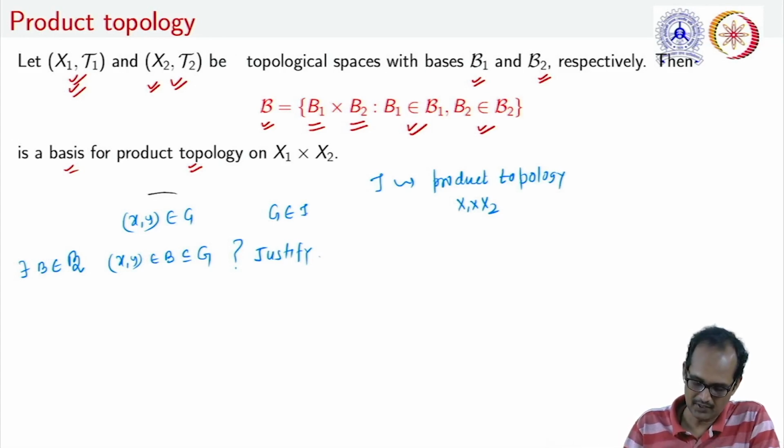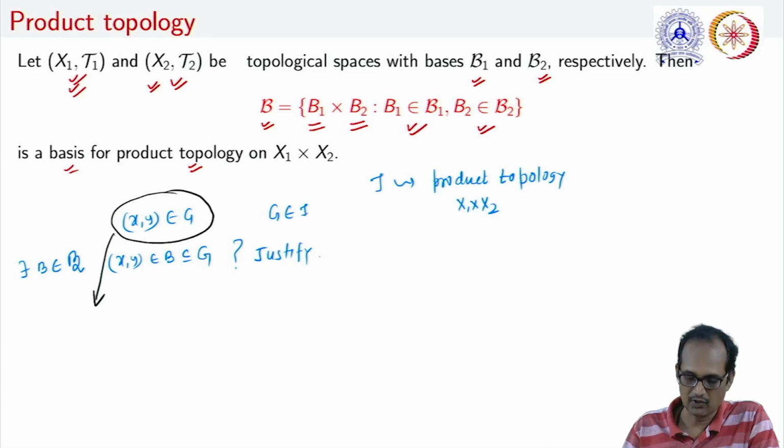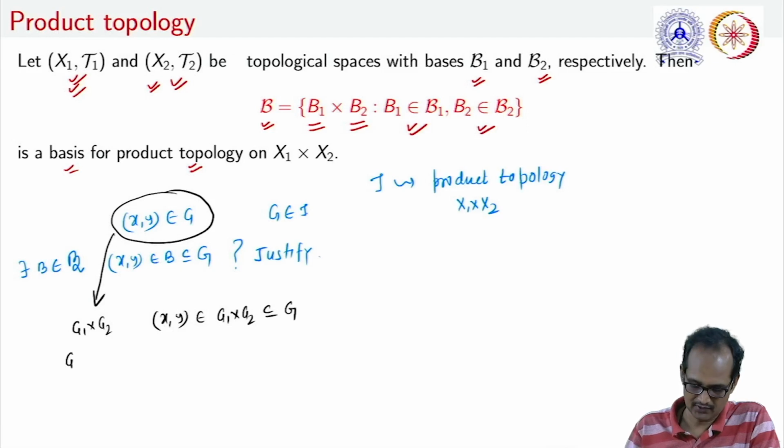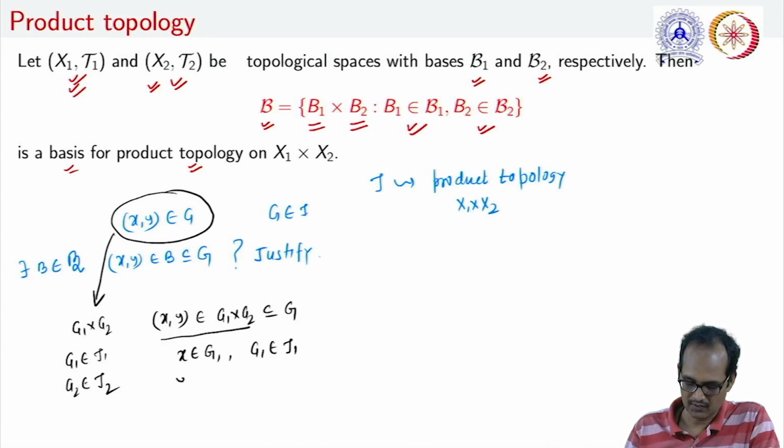The question is how to justify. Let us see. If we take this xy in G, because we have already shown that there is a basis for the product topology, that basis provides an element G1 cross G2 such that xy belongs to G1 cross G2 and that is a subset of G. And note that this G1 is a member of topology tau 1 and G2 is a member of topology tau 2. From here, it is clear that x belongs to G1, and obviously this G1 is from tau 1, and y belongs to G2, and note that this G2 belongs to tau 2.